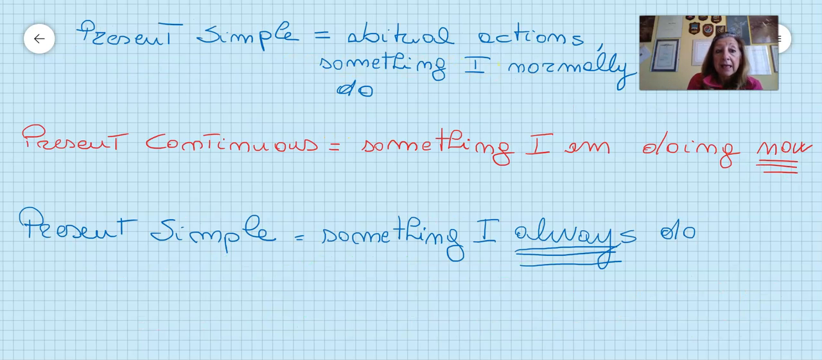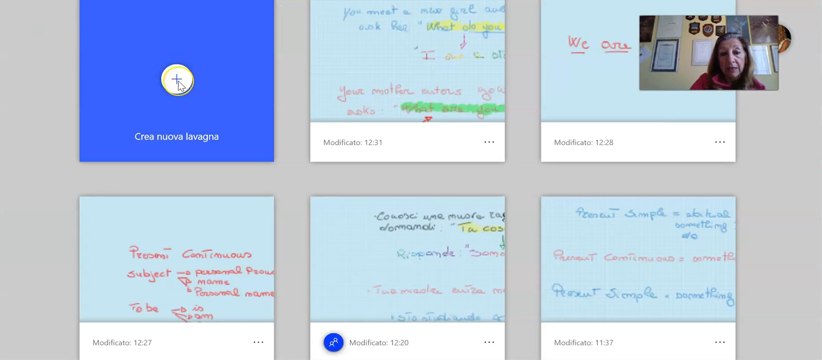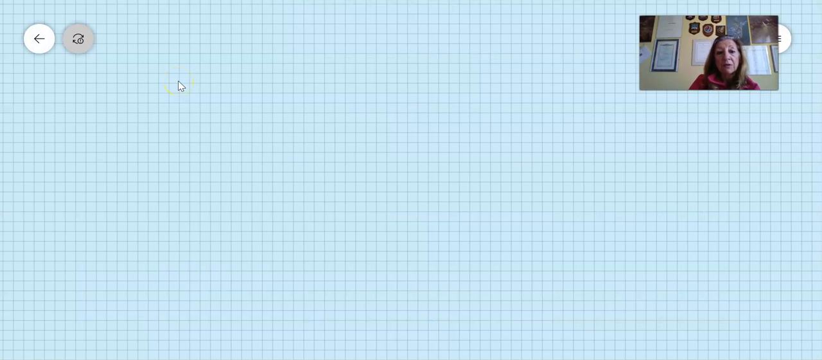So we can easily say that present simple is used to talk about habitual actions, something I normally do. Present continuous is something I'm doing right now. Present simple is something I always do. Okay, so this distinction is really important, it is particularly important to understand this difference. Because you know that you use English to talk and to express your ideas, your thoughts, okay?